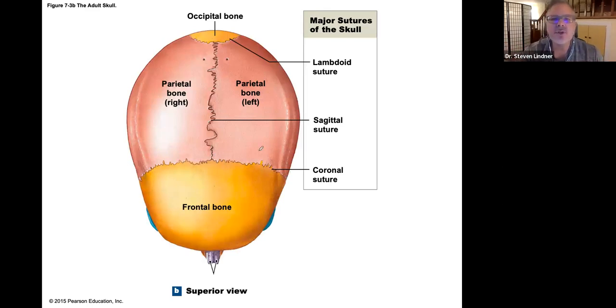Okay, so just to give you an orientation, we're looking at the superior view. It's a bird's eye view. We're looking down on the top of the skull. Right here is the nose, so we know that this is anterior. And then back here is the posterior part, because here's the occiput, which is the back of the head. So in the front, we have this frontal bone.